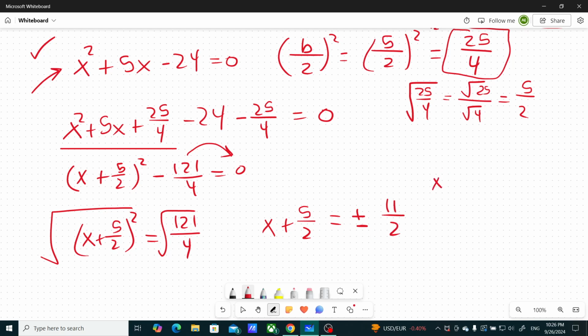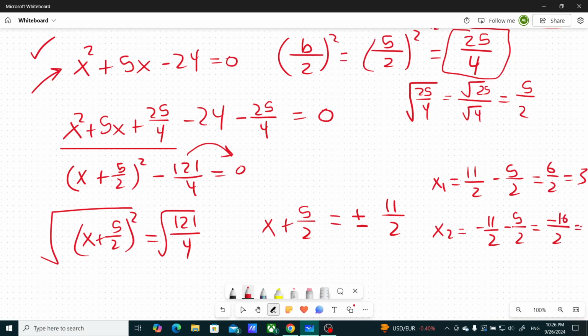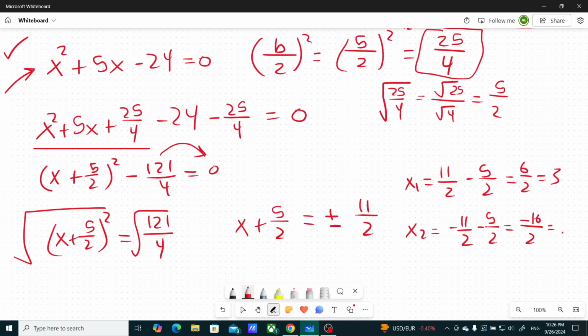So my x1 is going to be 11 over 2 minus 5 over 2, which is going to give me 6 over 2, or 3. And my x2 is going to be minus 11 over 2 minus 5 over 2. This is going to give me minus 11 minus 5, which is minus 16 over 2. So my second x is minus 8.